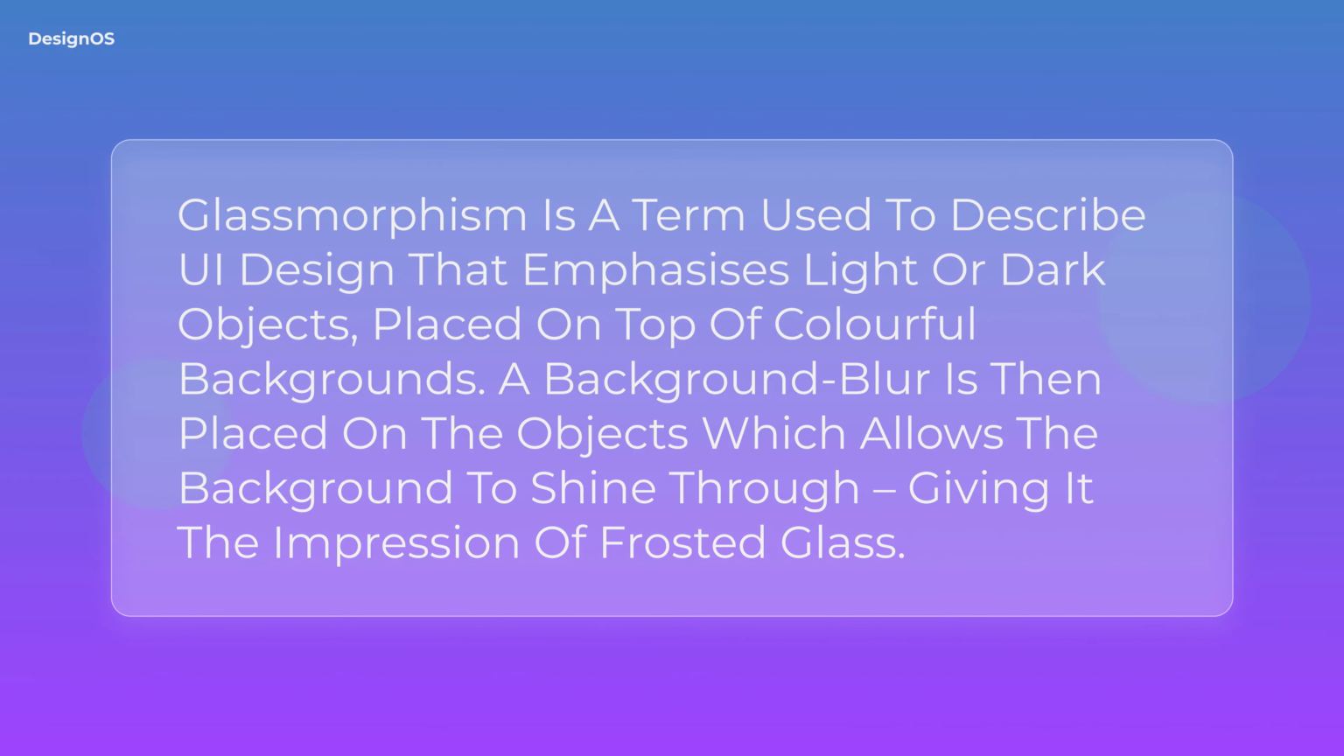To give you a formal definition, glassmorphism is a term used to describe UI design that emphasizes light or dark objects placed on top of colorful backgrounds. A background blur is then placed on the objects, which allows the background to shine through, giving it the impression of frosted glass. Let's take some time to talk about the elements of the glassmorphism aesthetic.